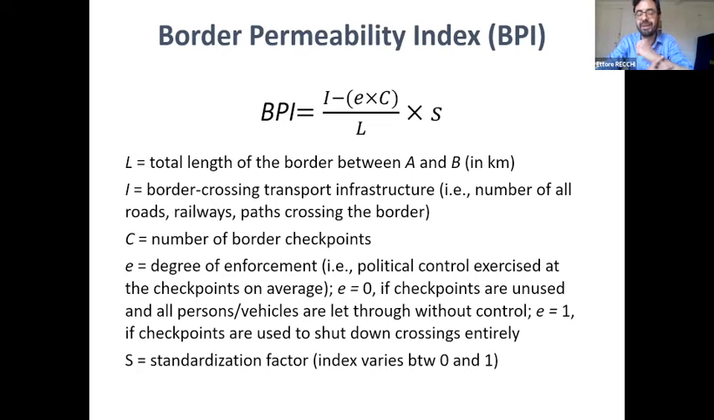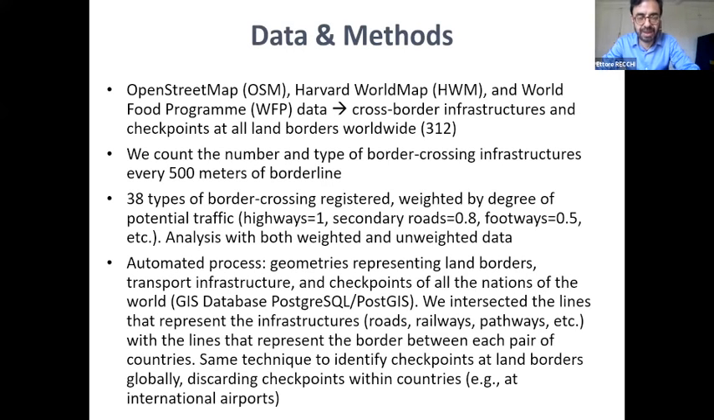And our goal is to have a BPI, that is a score for each and every land border on this planet. So what kind of data do we use to calculate this index? We used existing digital maps that can be freely downloaded online, OpenStreetMap, Harvard World Map, and also some data on checkpoints released by the World Food Program for Africa. So we eventually could have information on 312 land borders worldwide, basically all land borders worldwide.